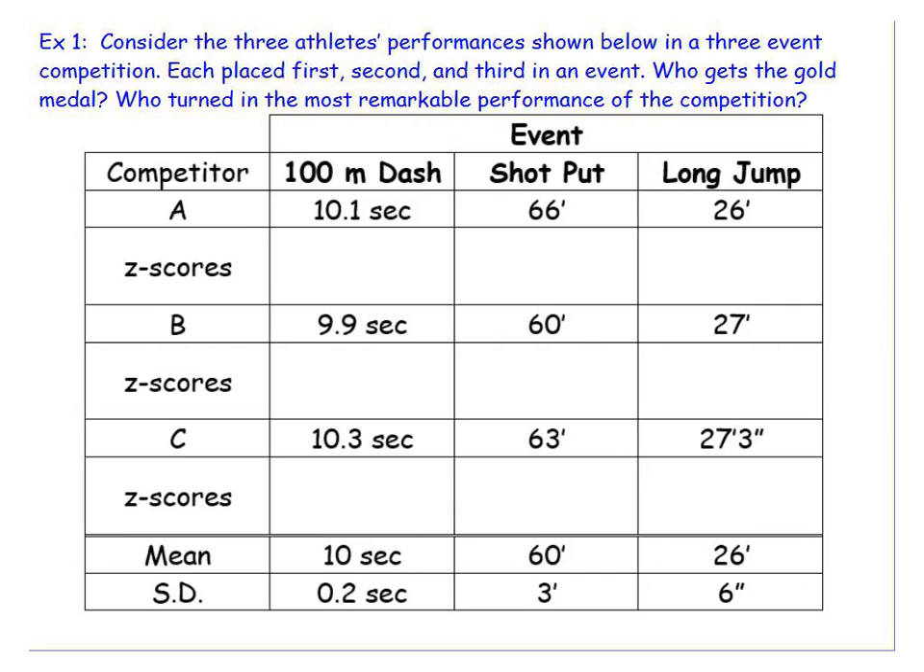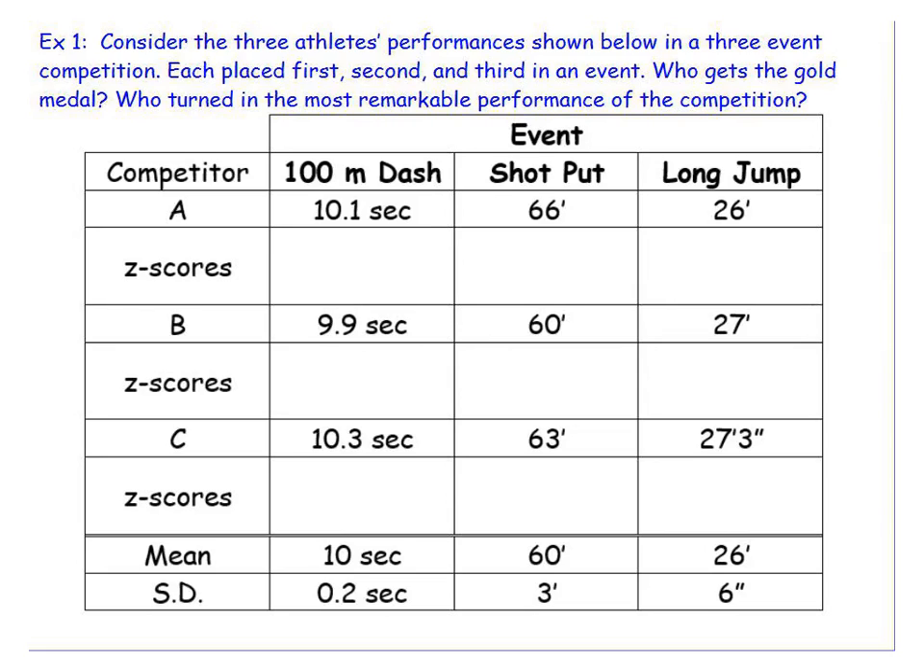So competitor A in the 100-meter dash had a 10.1 seconds. Shot put was 66 feet, long jump 26 feet. Competitor B, 100-meter dash was 9.9 seconds. Shot put 60 feet, long jump 27 feet. Competitor C, 100-meter dash 10.3 seconds. Shot put 63 feet, long jump 27 feet 3 inches.